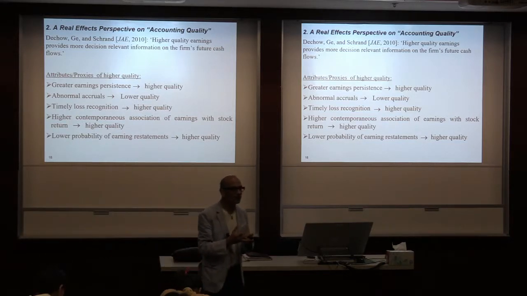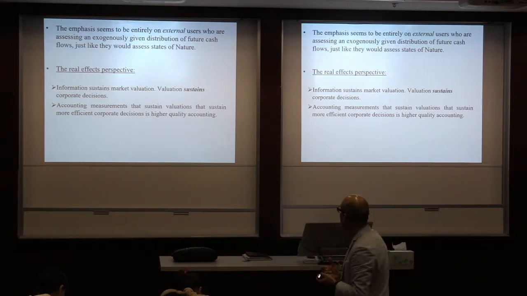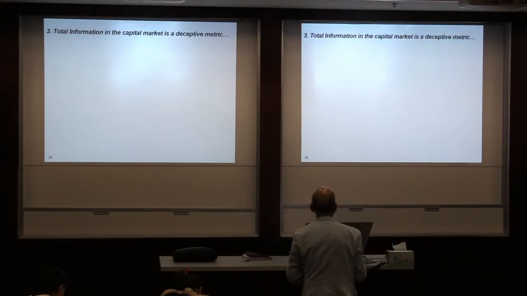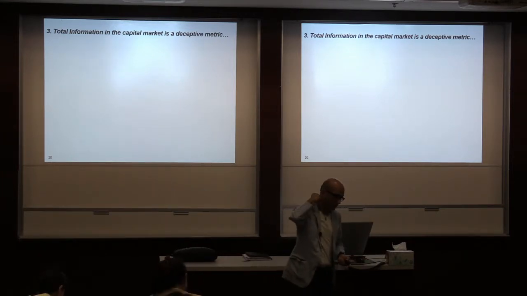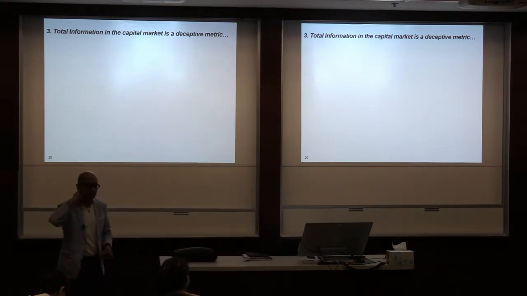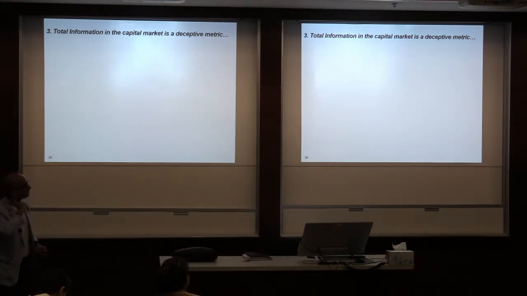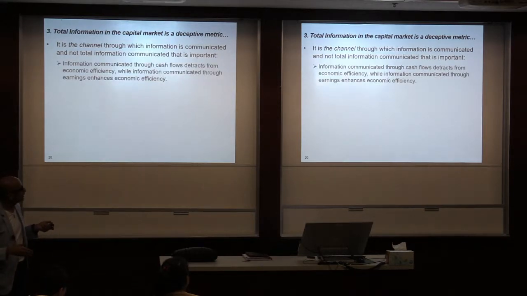Second, the measure of accounting quality ignores firms' decisions in these many times. The third one is related to perhaps Mario's point earlier. Total information in the capital market is a deceptive metric to measure desirability of disclosure. I will show you that it is the channel through which information is communicated, not total information, that is important. Again, through the insights from these real effect studies.